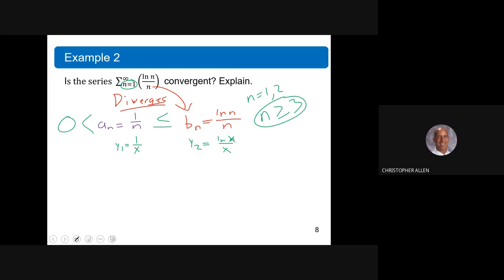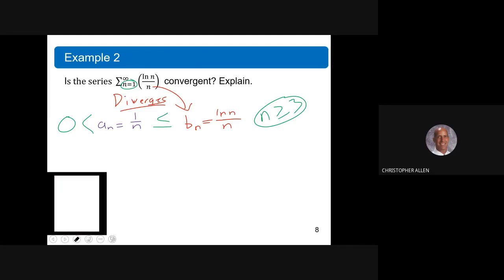So in this particular case, I'm going to erase this work that I've done here. I'm going to get rid of this, and this, and this up here. And I'm telling you that this is true. This and this are greater than or equal to 0, and this is always bigger than or equal to this as long as n is greater than or equal to 3. Okay, so let's go ahead and move on.